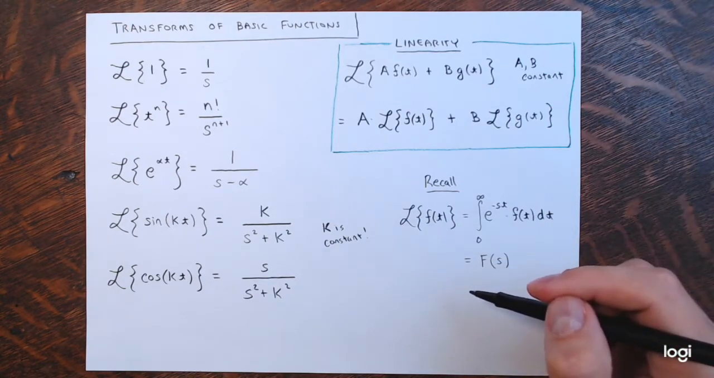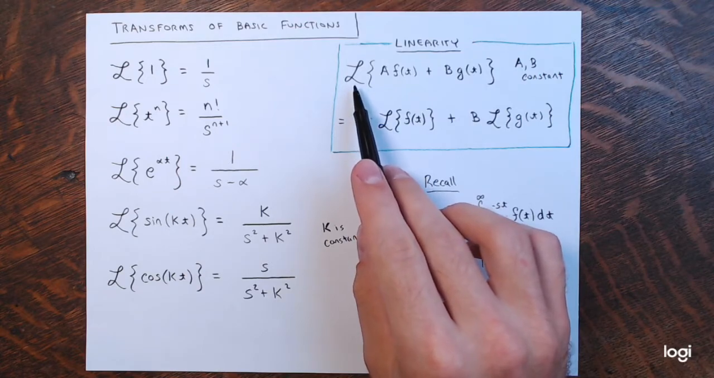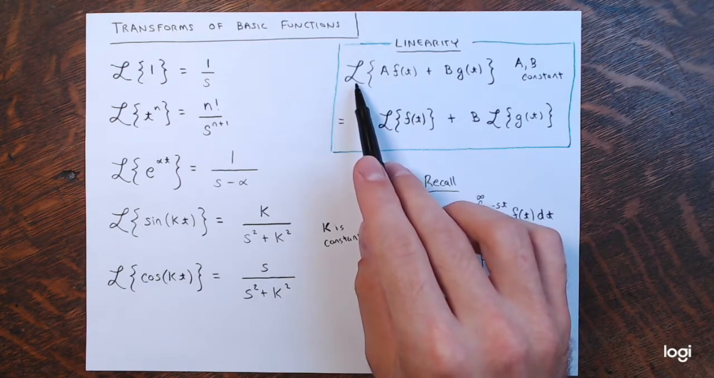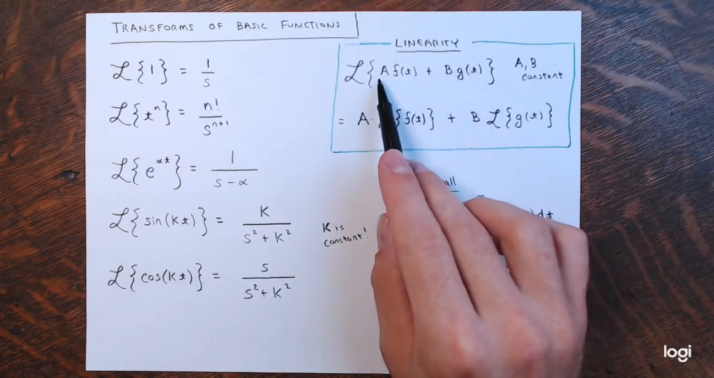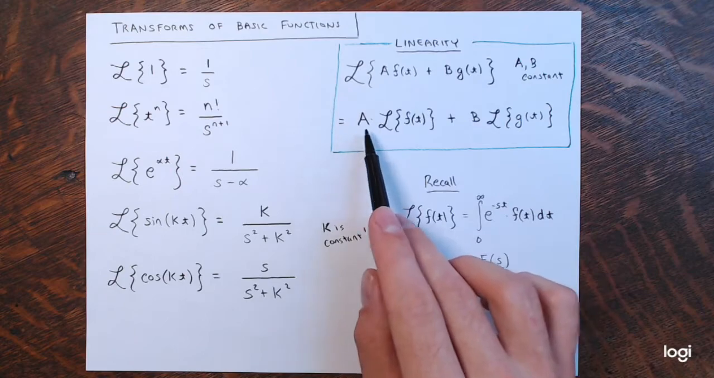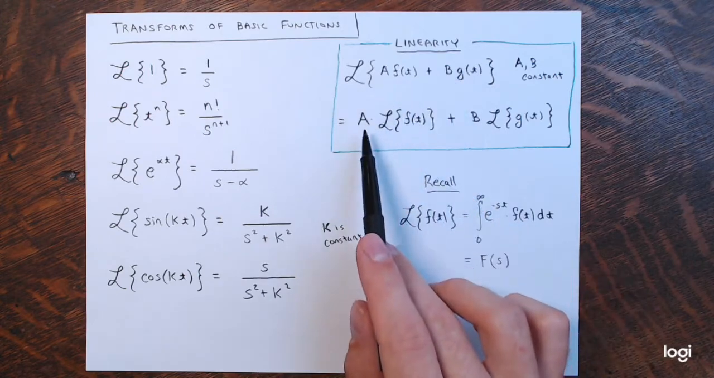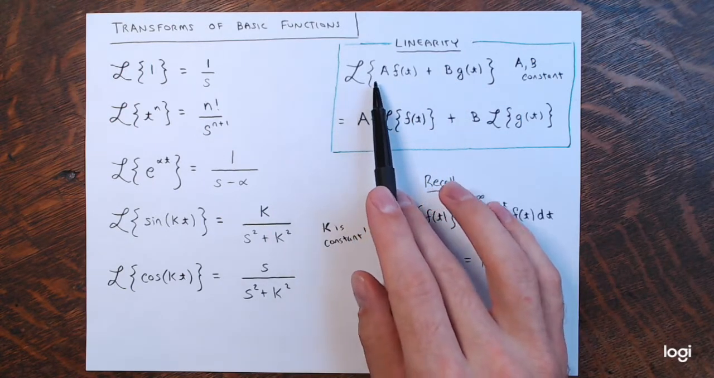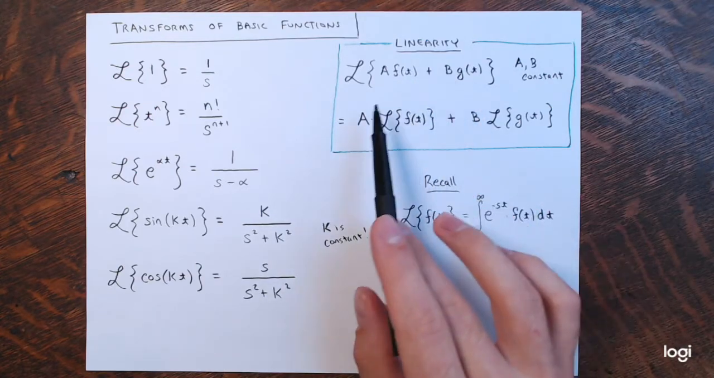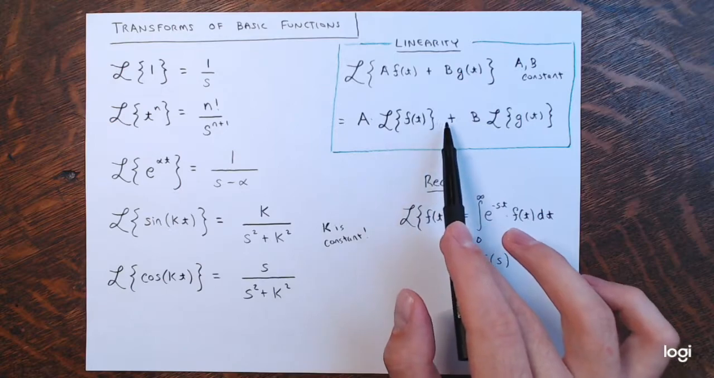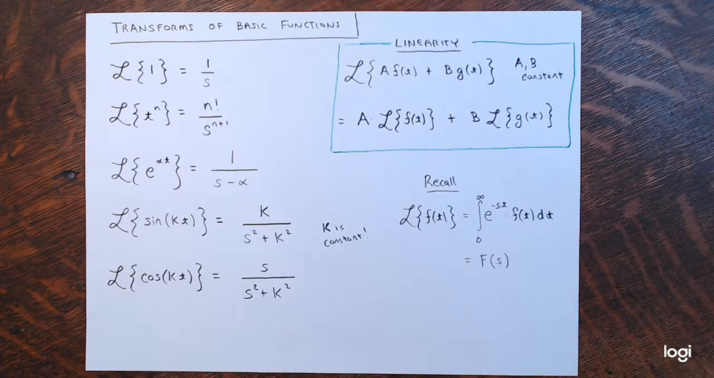One more thing I want to point out is that the Laplace transform is a linear transform, meaning if you take the Laplace transform of a linear combination of functions, you get that same linear combination of the Laplace transforms of those functions. So you can basically go term by term and pull out constants. The Laplace transform of a times f plus b times g is equal to a times the Laplace transform of f plus b times the Laplace transform of g. So you can just go term by term, pulling out constants and taking the Laplace transform of each term of some linear combination of functions.